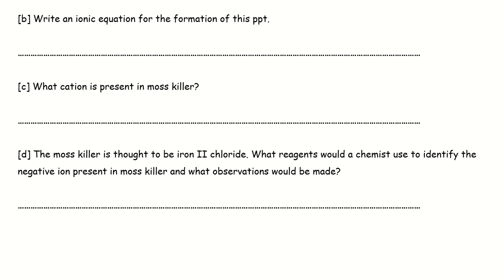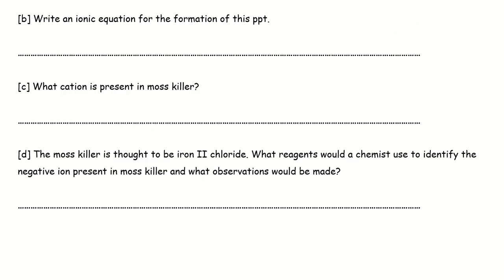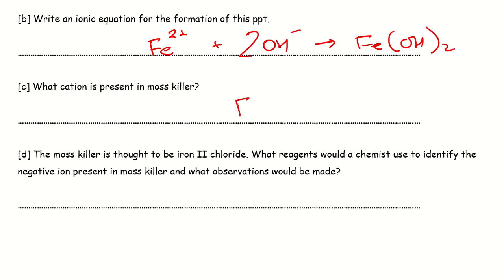Right, so we had to write an ionic equation for the formation of the precipitate. If it's green, that tells me there must be iron 2 in here. The ionic equation is you have iron 2 plus, and we have to cancel out the plus charges with hydroxides. Each hydroxide is -1, so I need 2 of those. And then my formula of iron 2 hydroxide is as so. What cation must be present? Well, if it's a green gelatinous precipitate, it has to be iron 2.